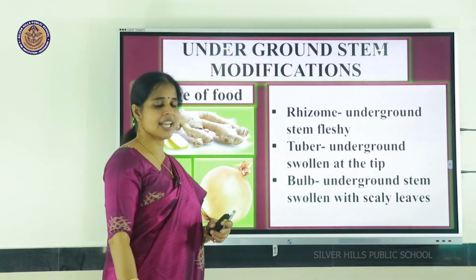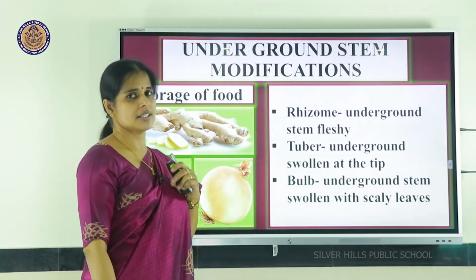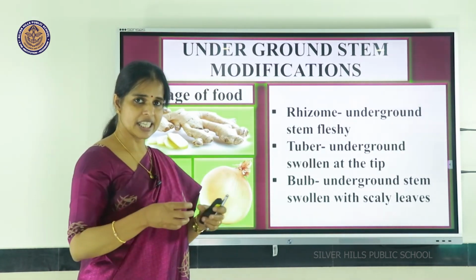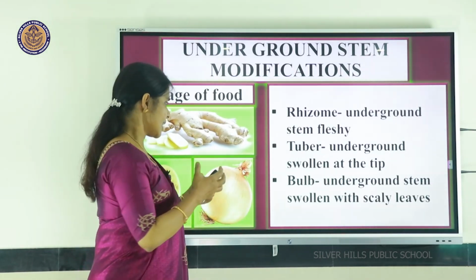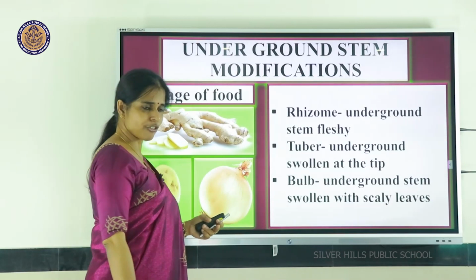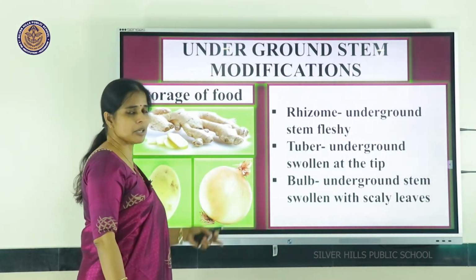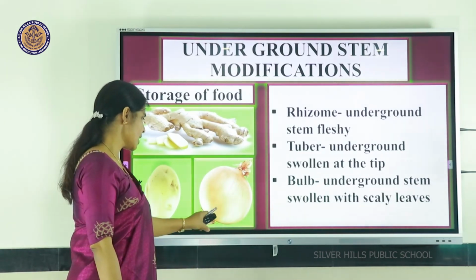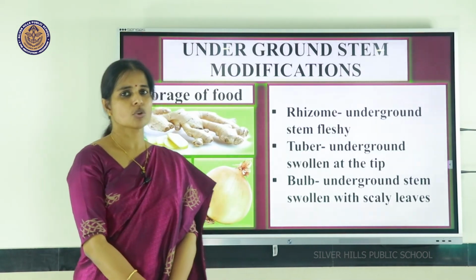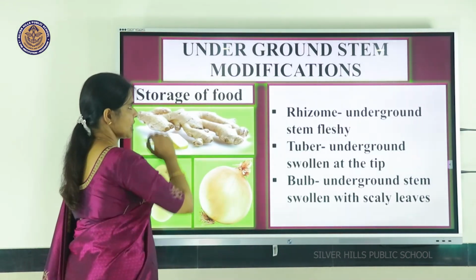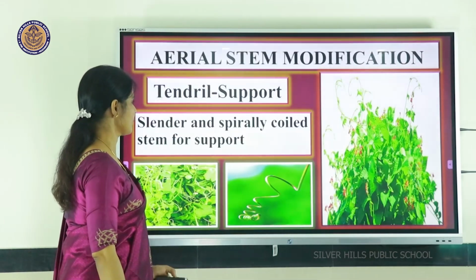Next, the third one, again an underground stem modification in which the stem is growing under the ground and a lot of scaly leaves are arising from it, and these scaly leaves become fleshy and together form a rosette formation which gives the shape of a bulb. So, we call it a bulb. A lot of roots are developing from the basal portion of the stem. So, this is a stem modification which comes under underground stem modification.